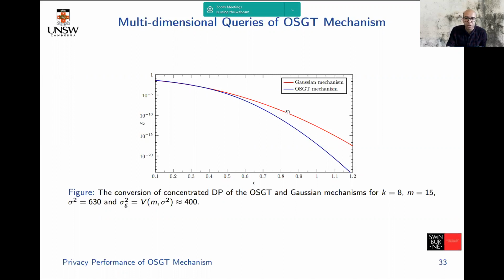And here I only presented one numerical value for the concentrated DP of OSGT and also the Gaussian mechanism for a query dimension of 8. And as you see here, the multi-dimensional version of OSGT even performs better than the Gaussian mechanism, which shows the superiority of the OSGT mechanism over the Gaussian mechanism.